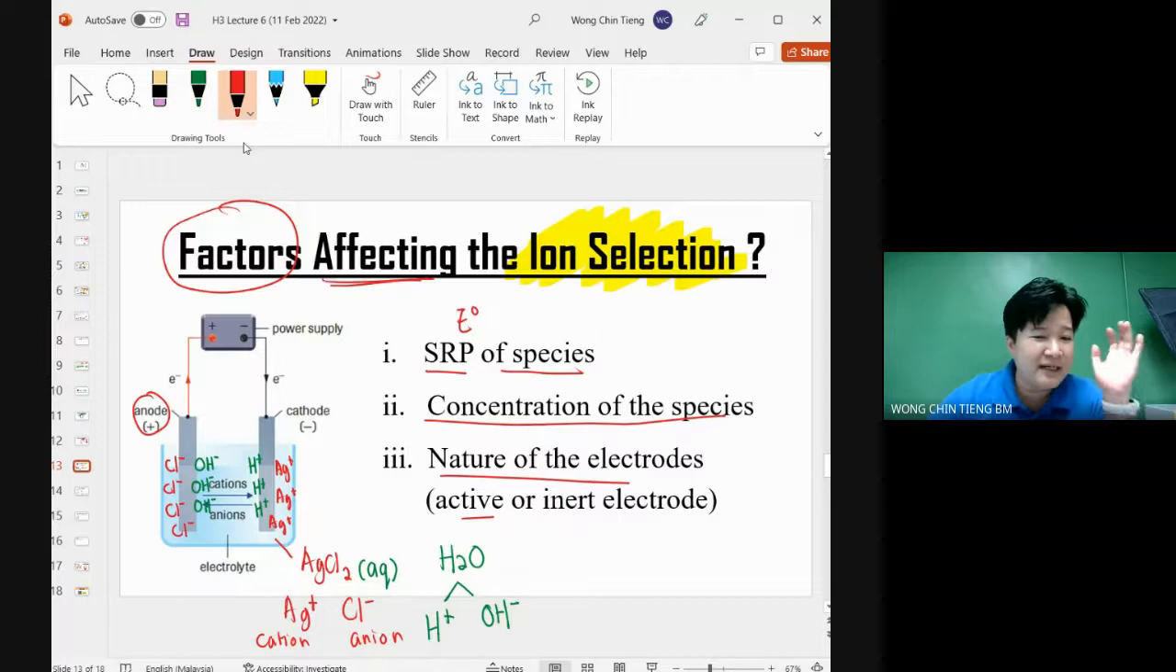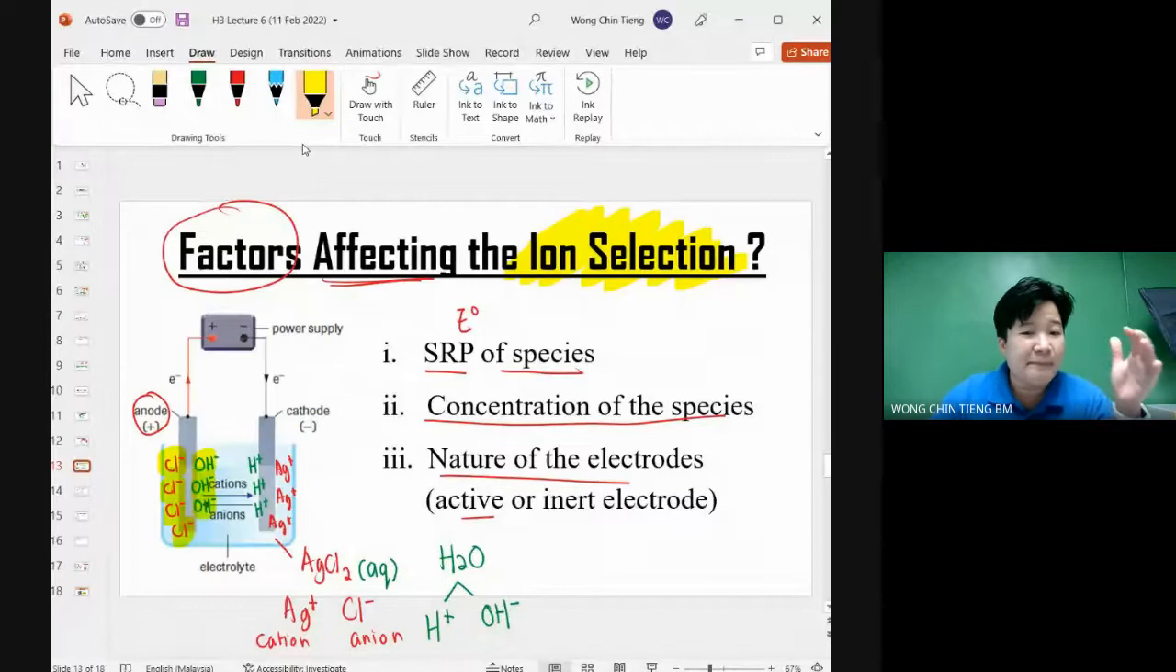Sama juga kat sini. Saya sekarang ada dua ion yang duduk kat anod. Siapa yang saya nak pilih? So, kita ada tiga faktor yang akan menentukan siapa yang kita nak pilih: the E0 value, the concentration, siapa yang banyak, ataupun the nature of the electrode. Electrode tu siapa? Active atau inert. Okay. Tiga-tiga faktor ni kena tengok. Buka nota baca sikit. Alright.